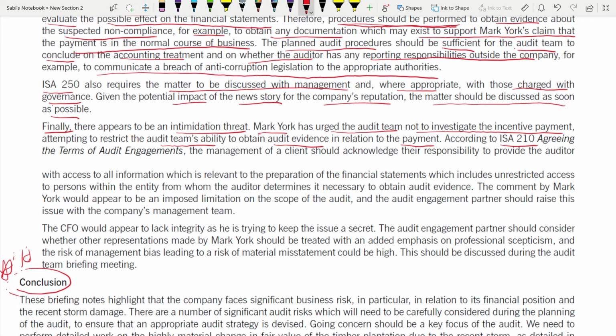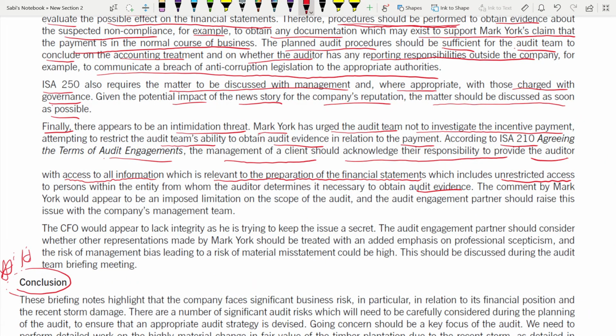According to ISA 210, agreeing the terms of audit engagements, management of a client should acknowledge their responsibility to provide the auditor with access to all the information relevant to the preparation of the financial statements. They cannot say, I'm not going to give you the information. When the auditor asks for the information needed, they have to give it, which includes unrestricted access to persons within the entity from whom the auditor determines it necessary to obtain audit evidence, because auditors need this to obtain sufficient appropriate audit evidence.